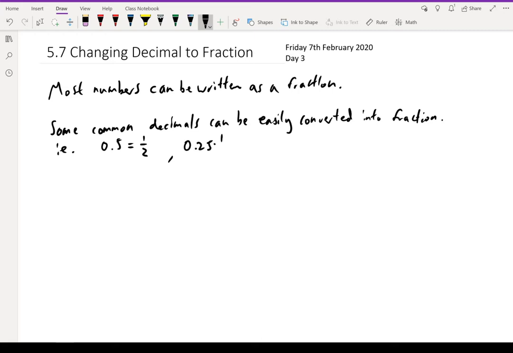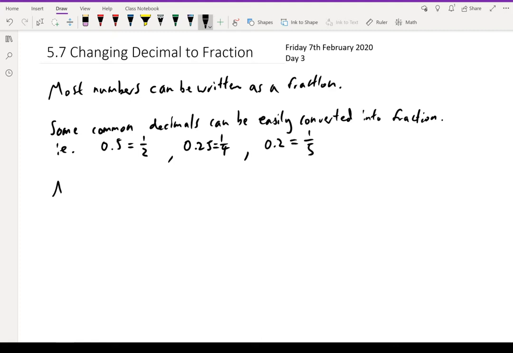0.25 is also a quarter. And then we also have 0.2, which is the same as 1 over 5, or 1/5. Most people know this as well. We don't need to calculate anything. It is just something that we generally know. But before we go into how to actually convert other decimals, I want us to note down a few things.